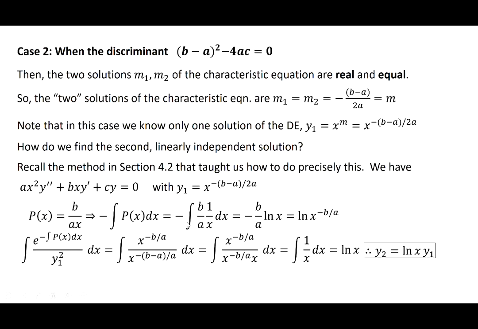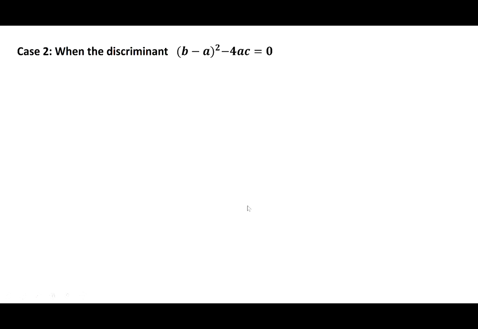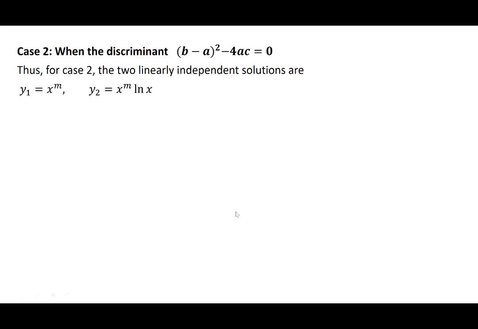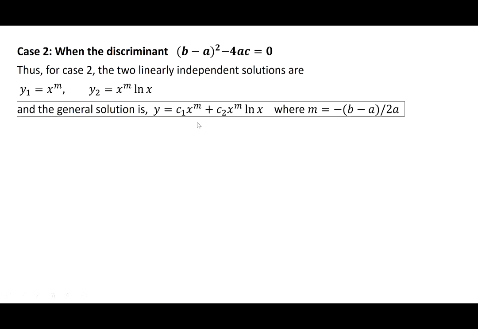Oh, by the way, maybe I should have been careful. This is basically natural log of x, that quantity times y1. I'm not saying natural log of x times y1. Okay, when the discriminant is equal to 0, just trying to summarize what we got, x to the m would be one solution and x to the m times natural log of x would be the second solution, and the general solution is a linear combination of the two. Cool.